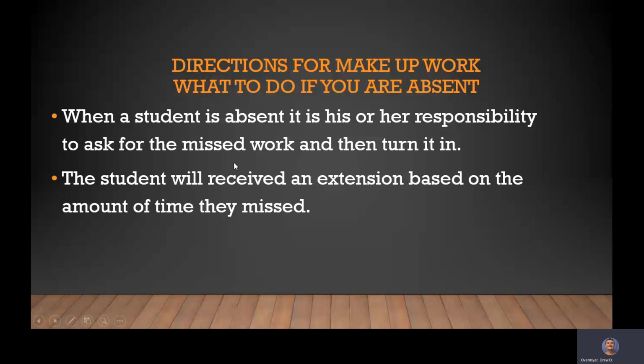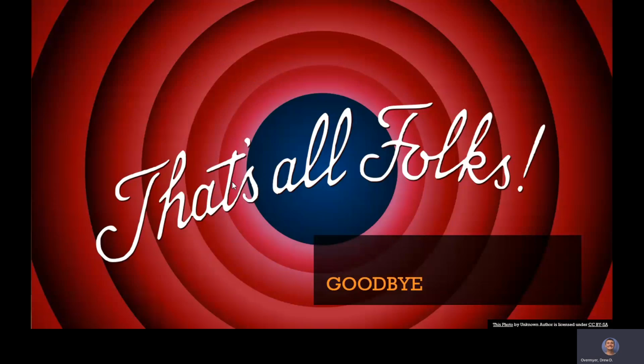And the student will receive an extension based on the amount of time that they miss. If the students that were in class got it on Monday and it was due on Thursday, that means if a student missed Monday and they got it on Tuesday, they'd get the same 4 days to do it. They'd get it on Tuesday, and it'd be due on Friday. It's the same amount of time. It's just extended based on the amount of time they missed and when they received the assignment.